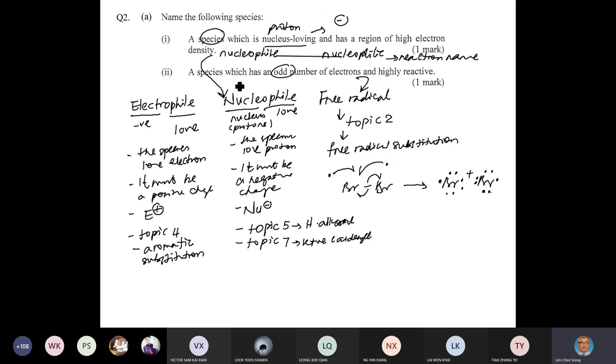What is the second point you write for the electron part? Second point, the species loves electrons. The next one, it must be a positive charge. Positive. Okay, thank you, sir.